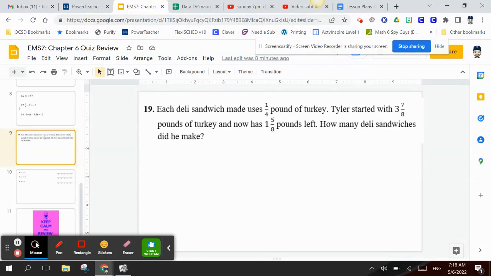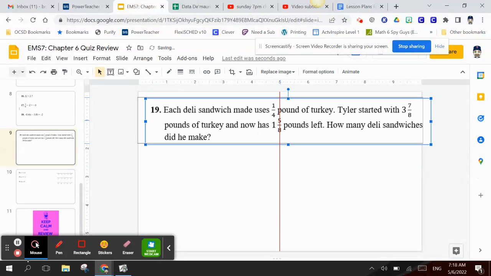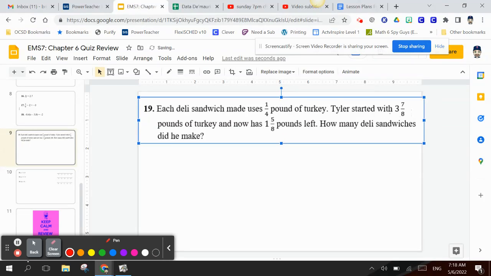So number 19, it says each deli sandwich uses 1/4 pound of turkey. Tyler started with 3 7/8 pounds of turkey and now has 1 5/8 pounds left. How many deli sandwiches did he make? So I know here's what we started with, and here's how much he has left.